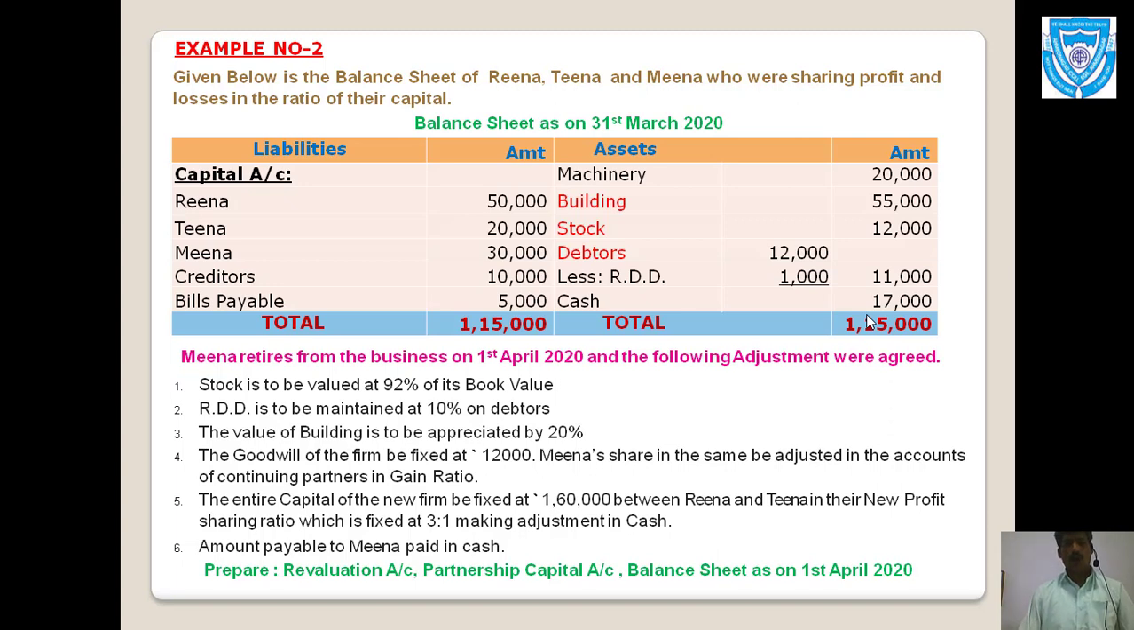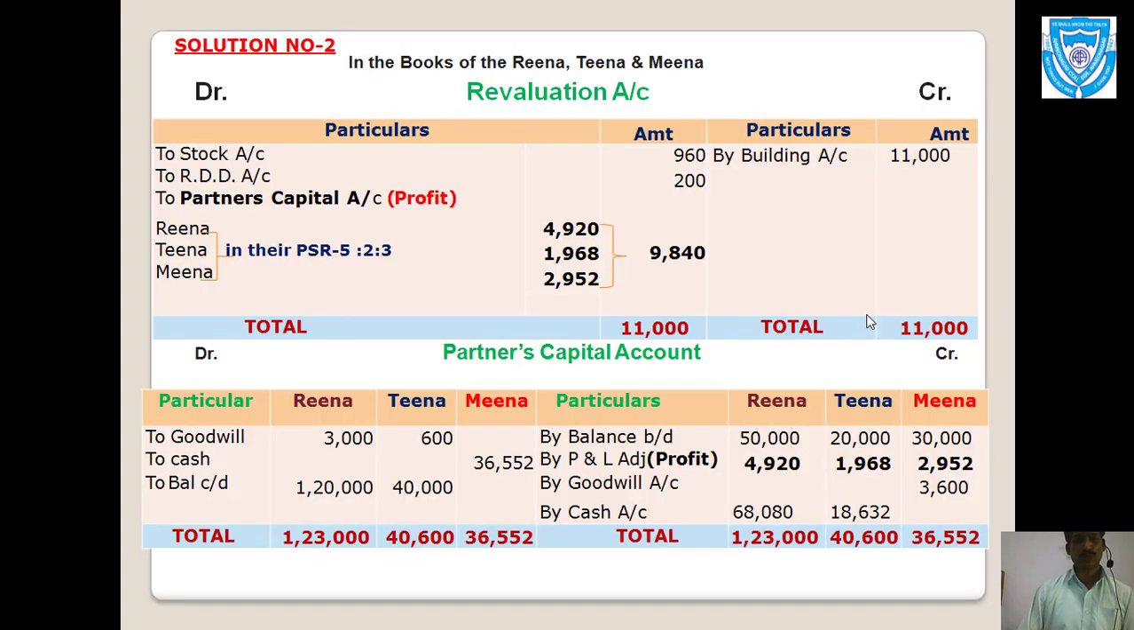Building book value or opening balance is 55,000 here, and there is an adjustment to building. Let us see what the adjustment is. You can see adjustment number 3, the value of building is to be appreciated by 20%. That means 20% of 55,000 will be rupees 11,000 and it should be appreciated. That means value of building is increased, and so it is our gain. So it must be shown to credit side of revaluation account. You can see by building account 11,000.